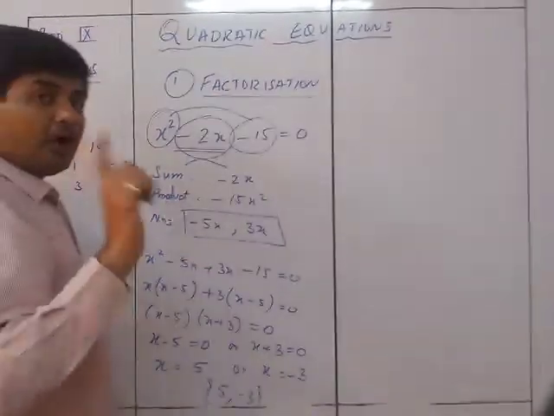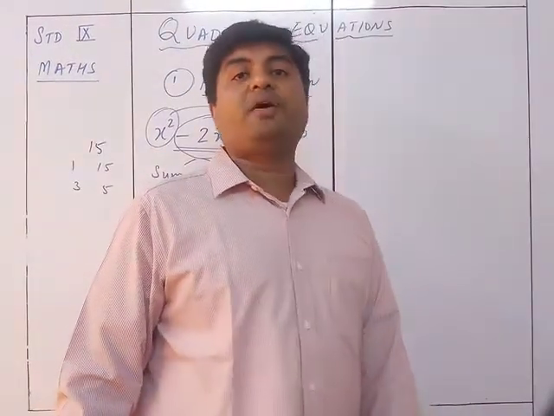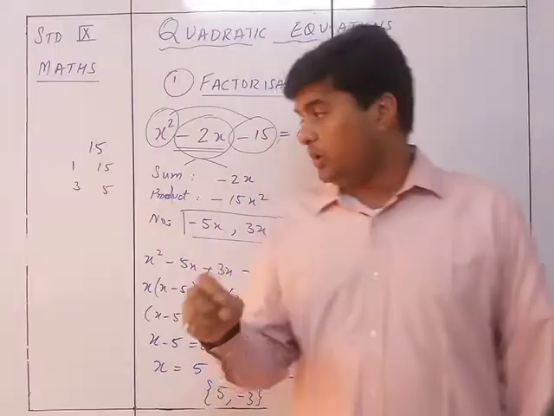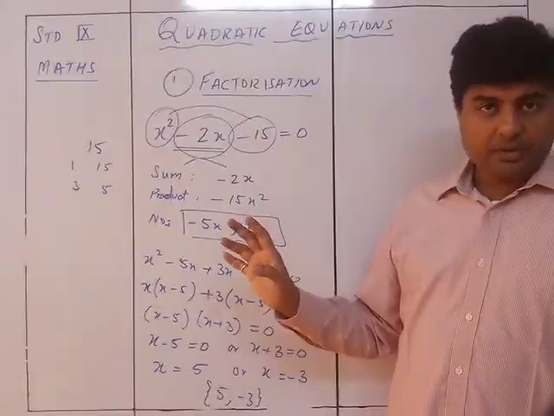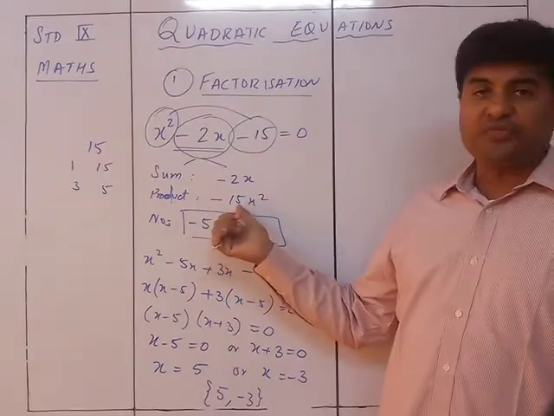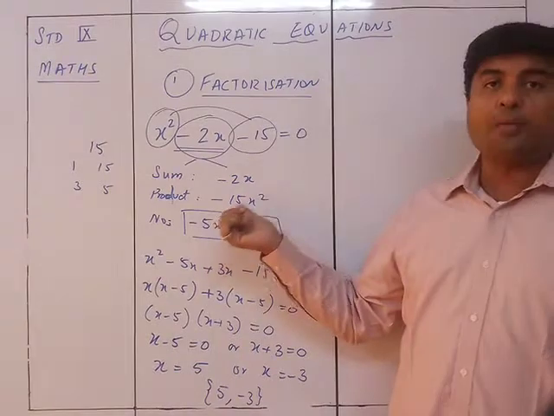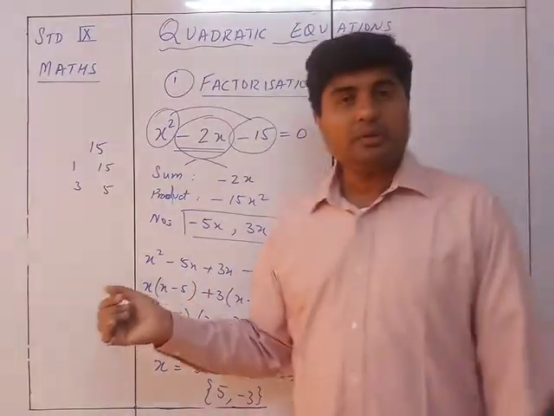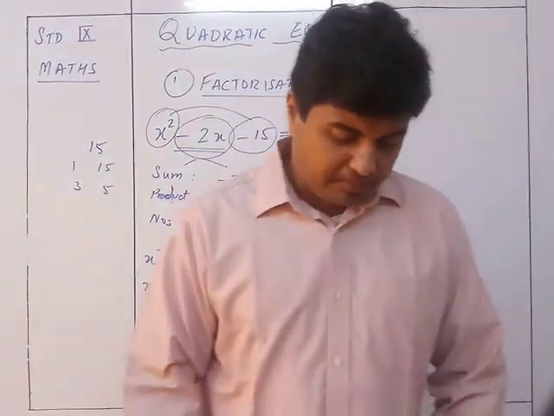If the product is positive, that means both the numbers we are going to have will be of the same sign, hence they will be added together. So it would be this plus this giving me the middle term. Like for example, if this would have been plus 15 square, then the middle term would have been 8x and not minus 2x. It will be 5 plus 3. As we do the sums, we will come to know much better from this.